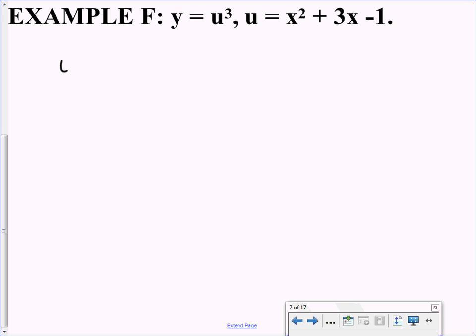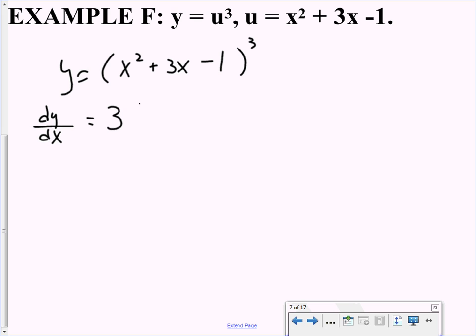Okay, so one thing we could do is try to just substitute in. Since y equals u cubed, and we know what u equals, we can just put that in for u. So we could substitute in x squared plus 3x minus 1. Now we can find dy dx. So chain rule, right? Because it's not just x cubed, it's some function of x cubed. Derivative of the outer function, so we bring down the 3, leave the inside alone, and subtract 1 from the exponent.